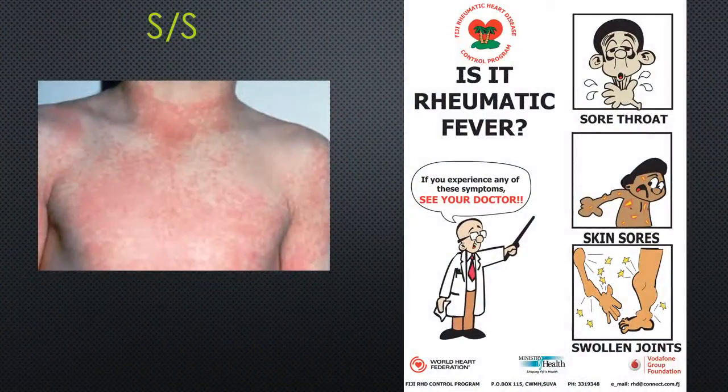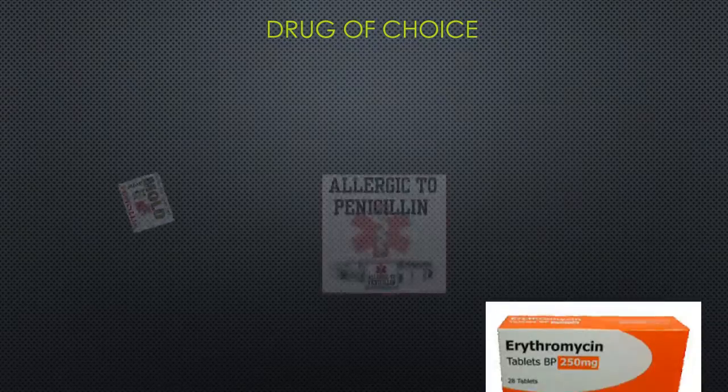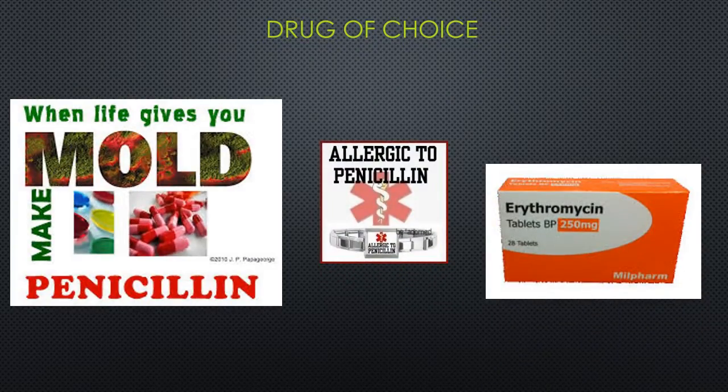So the cardinal manifestations are wandering joint pain, skin eruptions, chorea, and inflammation of the heart. Diagnosis may be made using the modified Jones criteria. This updated criteria suggests that the presence of 2 major manifestations, or 1 major and 2 minor manifestations, with supportive evidence of a recent strep infection indicates high probability of rheumatic fever. Treatment drug of choice is penicillin over a 10-day period, or erythromycin if the child is allergic to penicillin.